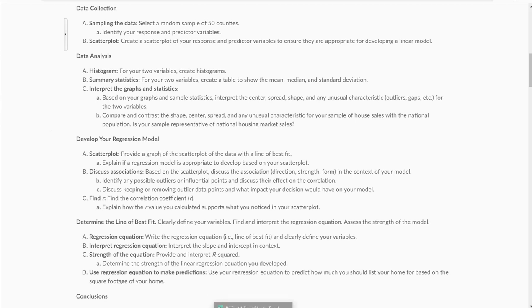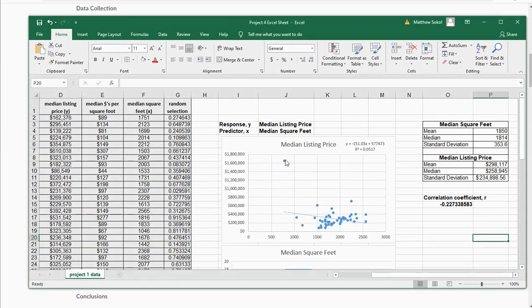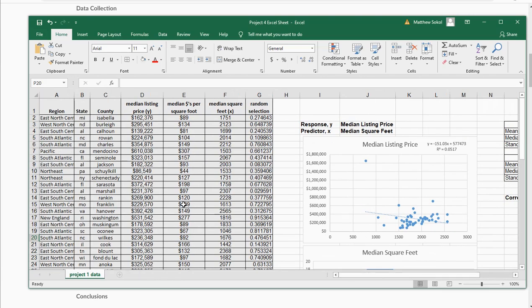The next part says, identify any possible outliers or influential points and discuss their effect on the correlation. So if you look at my graph, and again, this is not going to be exactly how it's going to look on yours, you can see that this outlier is incredibly impacting our analysis. It's just so far away from the other ones. Like real estate, in my sample here, this outlier is New York City, right?